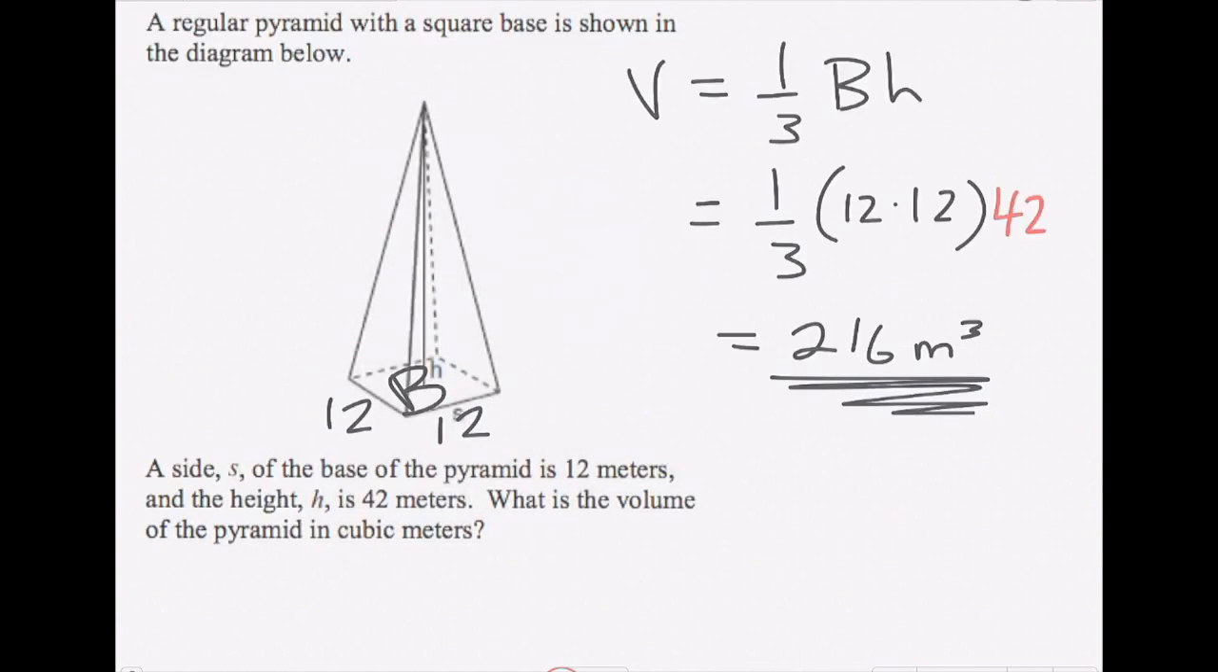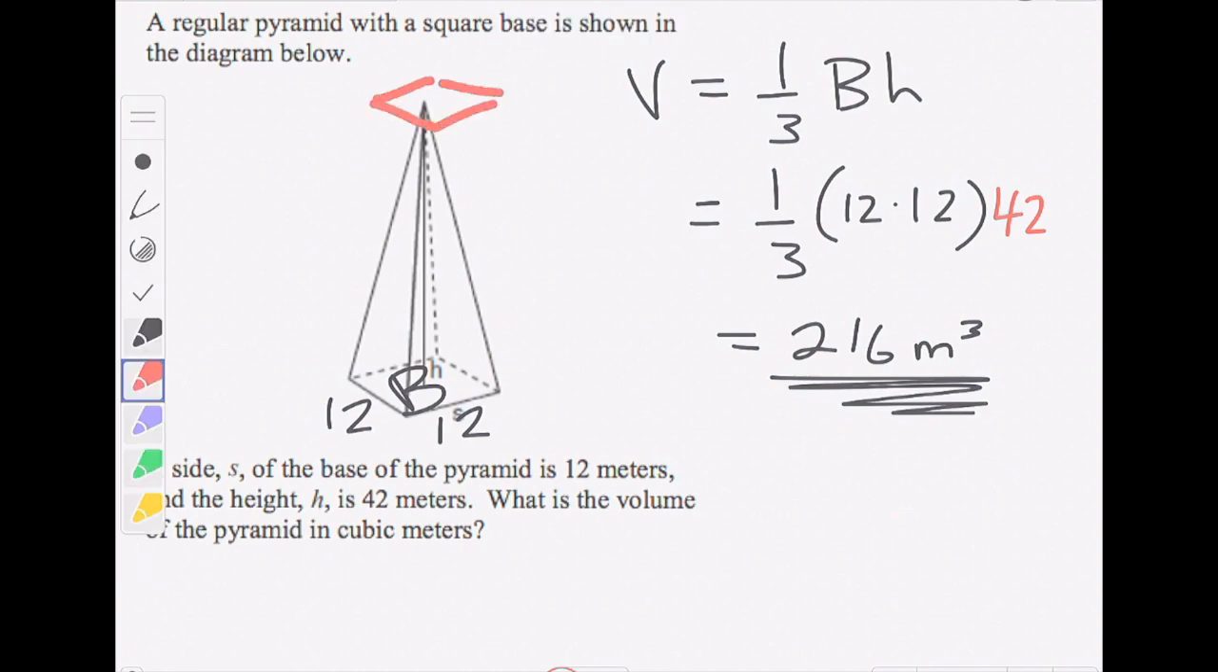All right, so in this case, the volume is 1/3 big B times H again. Big B is the area of the base, and if it's a square and one side is 12, then the other sides all have to be 12. So 12 times 12 would be the area of the base times the height, which is given in the description as 42, so 216.